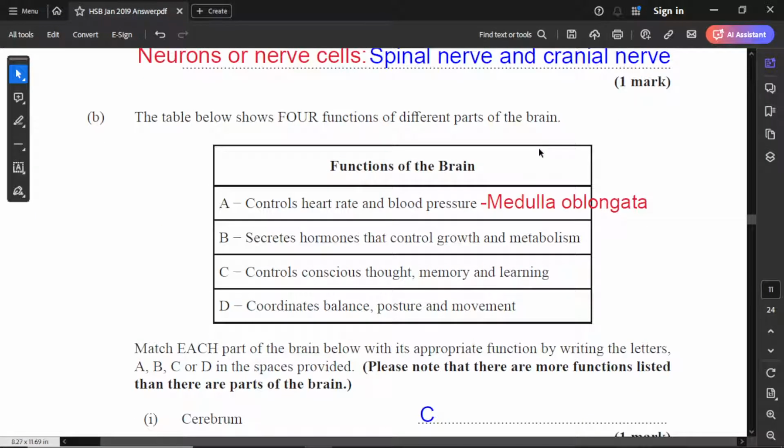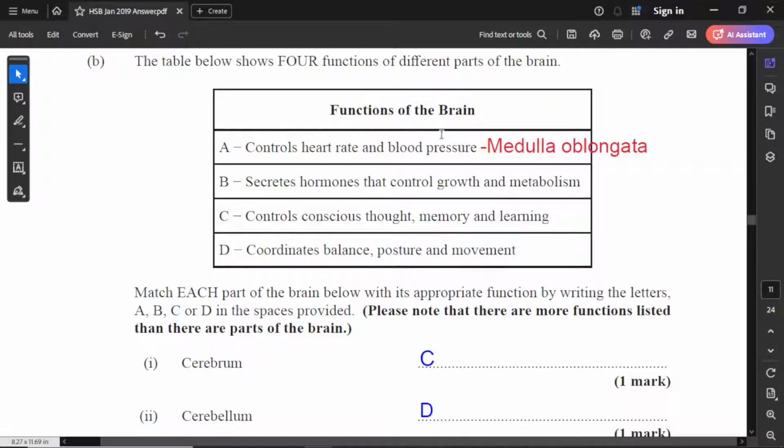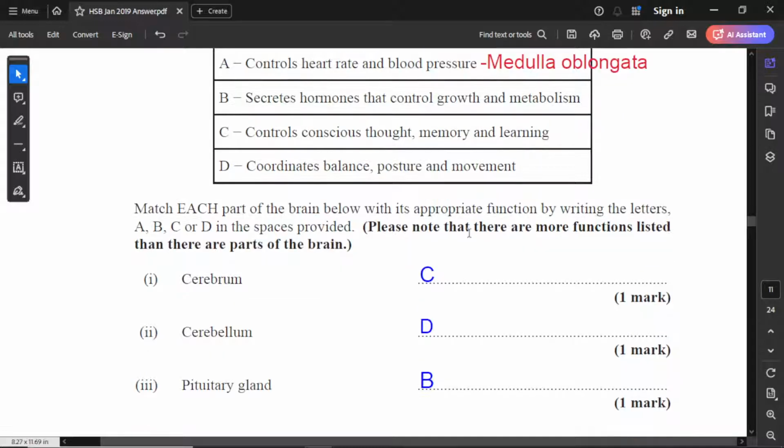All right, so part B is the table below shows 4 functions of different parts of the brain. And just to make a mention right here, it said A controls heart rate and blood pressure. That's the medulla oblongata. I put this here for a reason because the others will be accounted for. Secretes hormone that control growth and metabolism. And so let me just show you right here.